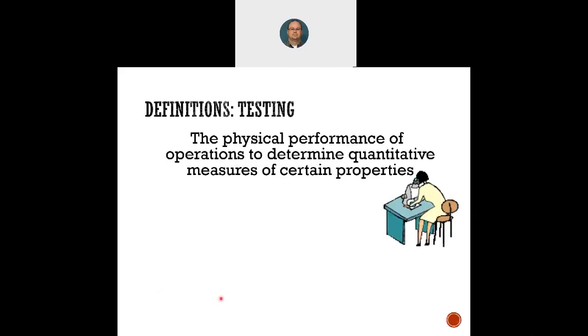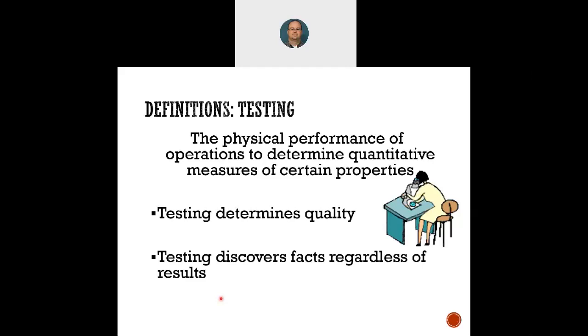Testing is the physical performance of operations to determine quantitative measures of certain properties. Lab testing: concrete, aggregate, soil, asphalt. You're in a lab testing these quantitative properties and comparing them to a specification, the WSDOT or ASTM specification, to make sure it meets that property. It determines quality, and this is the key: testing discovers facts regardless of results.